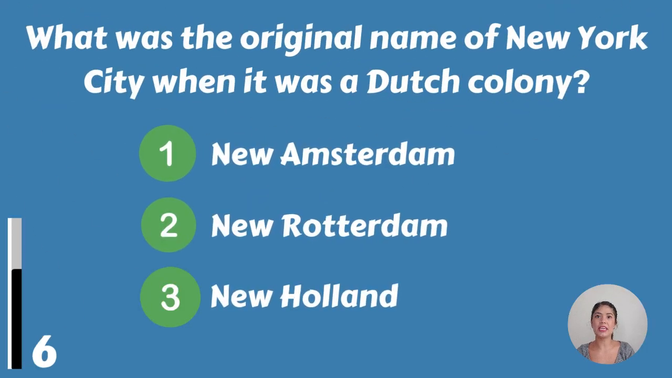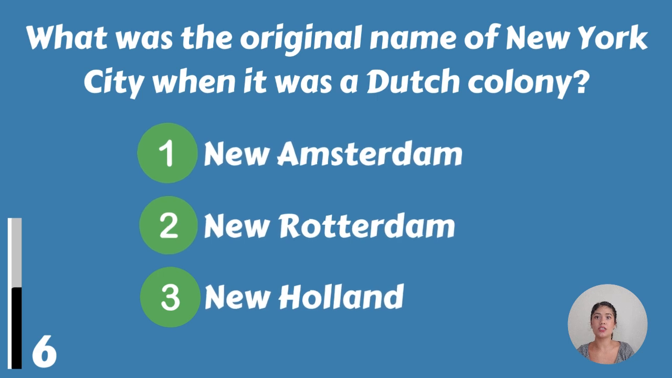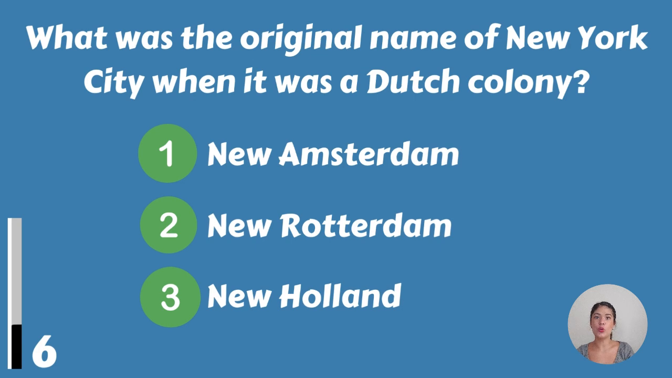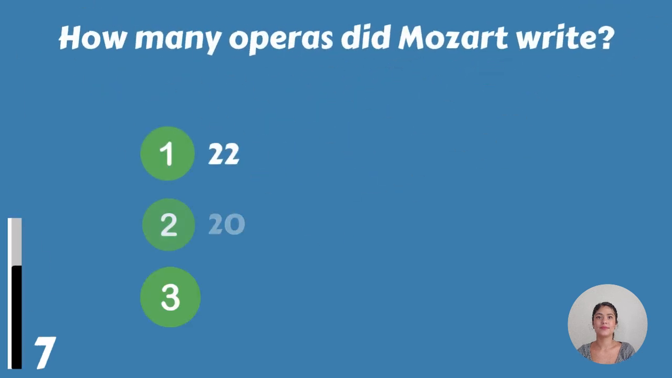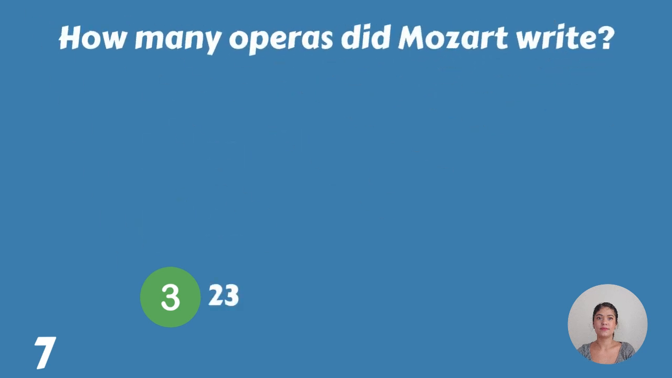What was the original name of New York City when it was a Dutch colony? New Amsterdam, New Rotterdam, New Holland. New Amsterdam. How many operas did Mozart write? 22, 20, 23. 23.